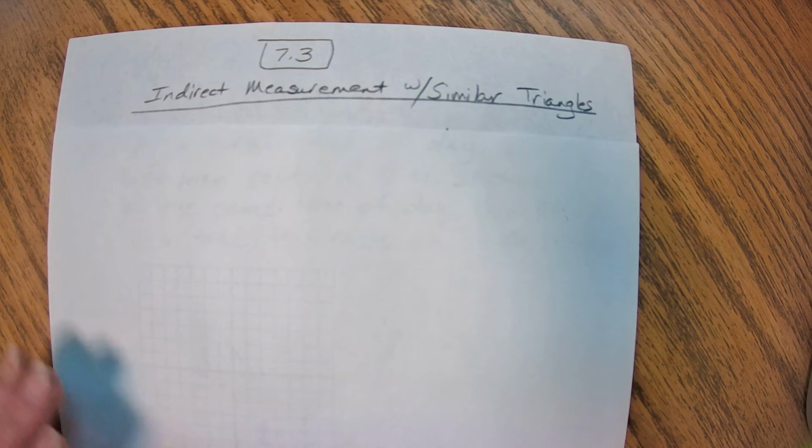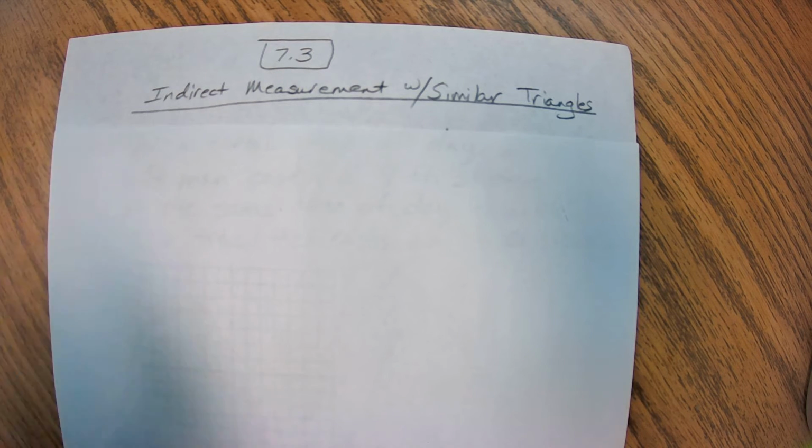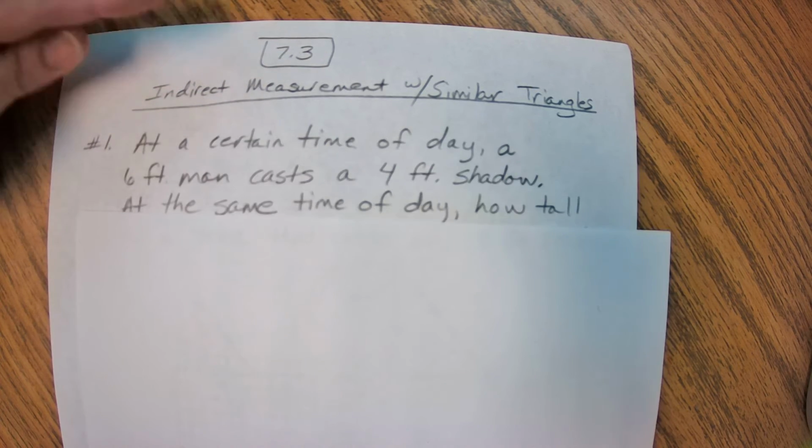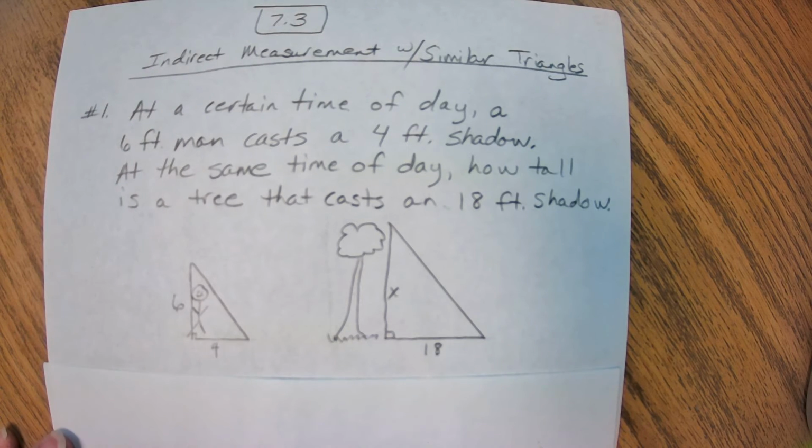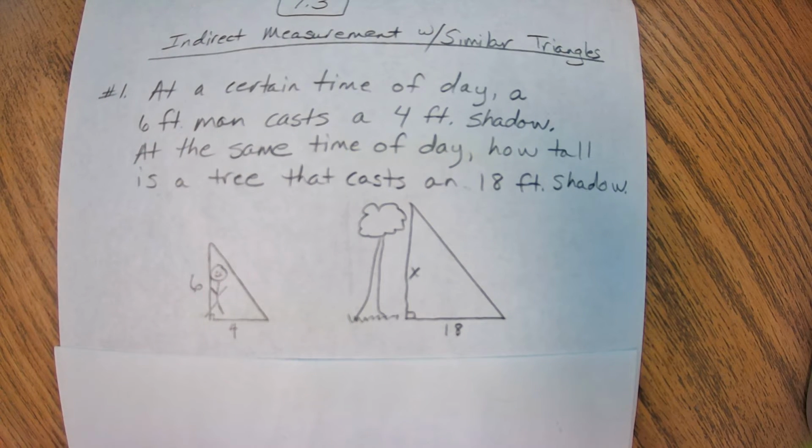Okay, we're at geometry section 7.3, and these are all word problems dealing with indirect measurement with similar triangles. I'm just going to jump in with one of the first examples, and I think you're going to see fairly quickly how this works.